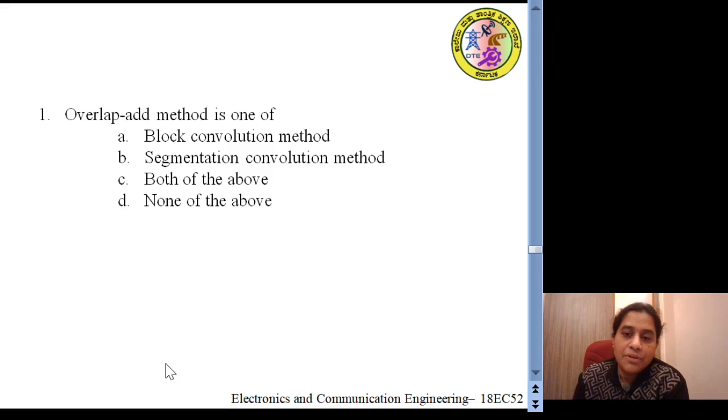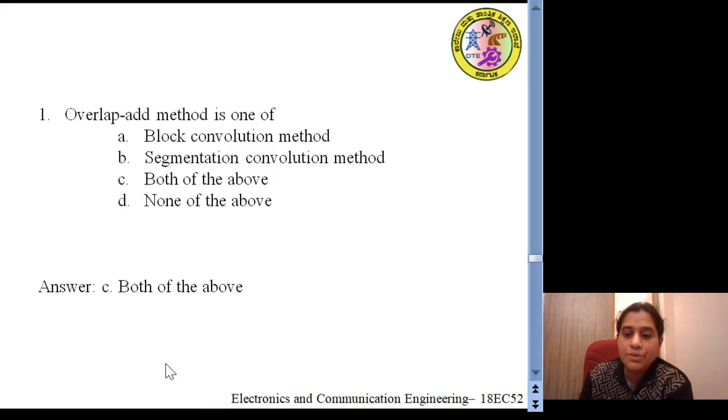So, how will we do it? We are segmenting the longer data input into blocks of data, right? So our overlap add method is also known as the block convolution method, or it can be known as the segmentation convolution method also. So, obviously, the answer is both of the above. The answer is option C, both of the above.